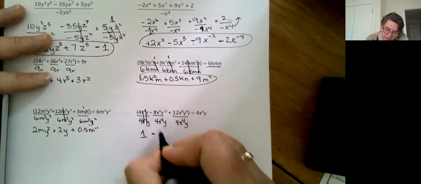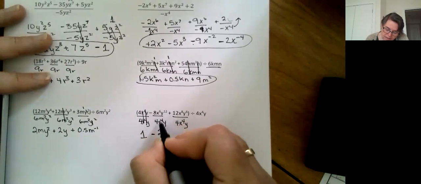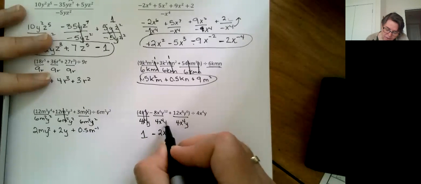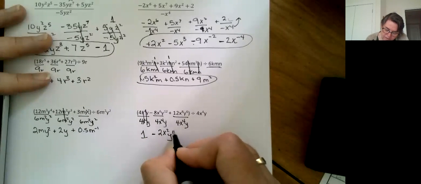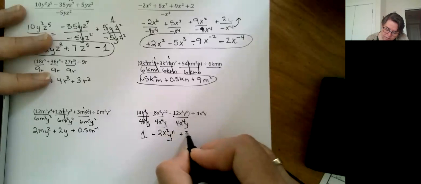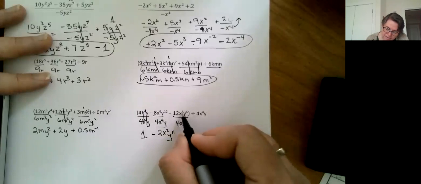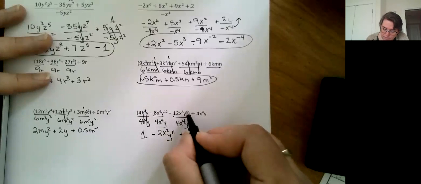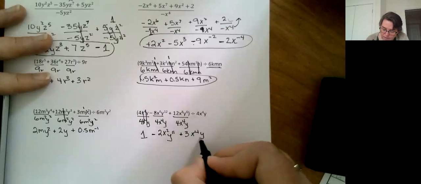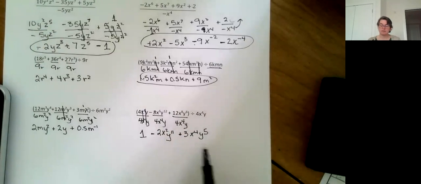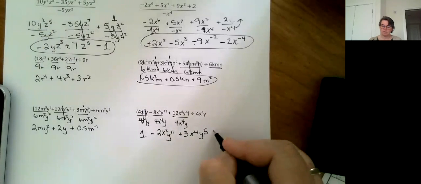Minus 8 divided by 4 is 2x squared. Now I've got y to the 12 divided by y is going to give me y to the 11. Plus 12 divided by 4 is 3. X to the 8 divided by x to the 4 is going to give me x to the 4. And y to the 6 divided by y is y to the 5. 3 terms, my signs match.